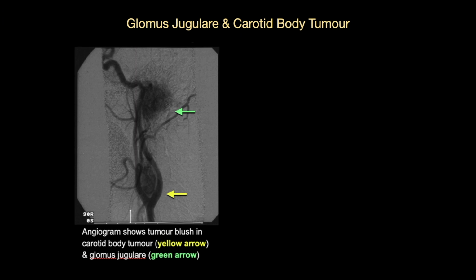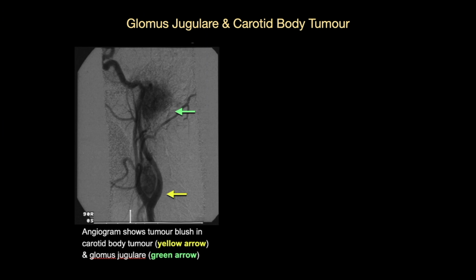To reduce the bleeding during surgery, an angiogram is done before surgery. Identify the blood vessel that supplies the tumor and block it. It is known as embolization and is done by an experienced interventional radiologist.